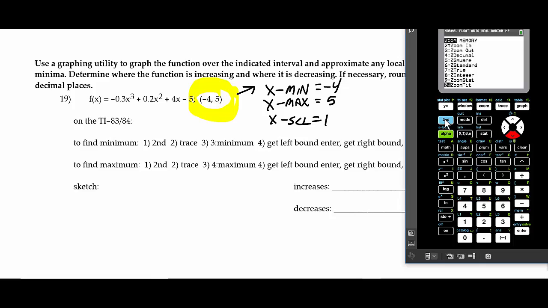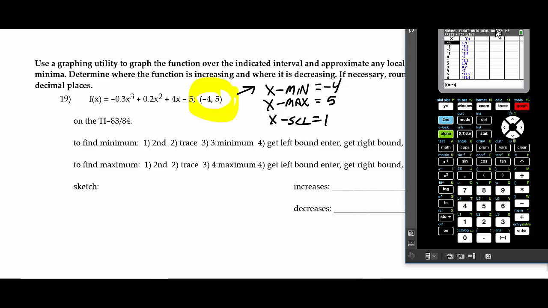What I'd prefer you to do is go second graph, open up your table, and just kind of start looking at these values. Like if you look at this at -4, you're at 1.4. And notice the y values. The smallest y value I see is like -9.8. And then the biggest y value I see is somewhere like around 1.4.